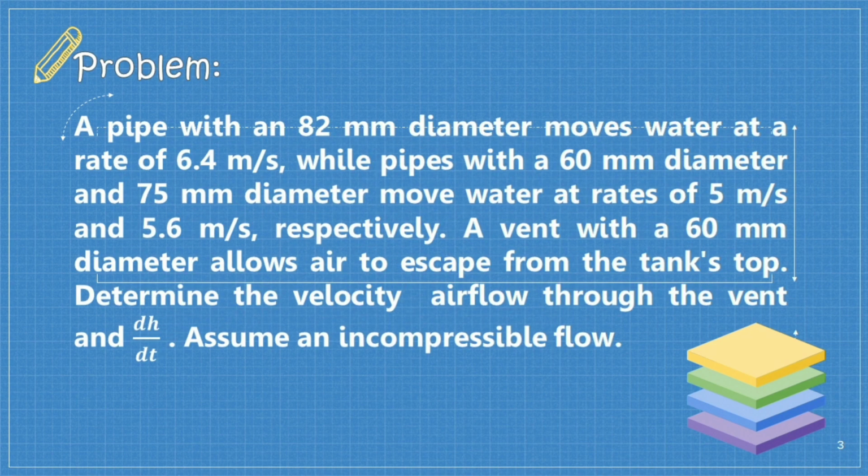For our problem, we have a pipe with an 82 mm diameter that moves water at a rate of 6.4 meters per second, while pipes with 60 mm and 75 mm diameters move water at 5 meters per second and 5.6 meters per second, respectively. A vent with a 60 mm diameter allows air to escape from the tank top, and let's determine the velocity of airflow through the vent and the dH over dt, assuming an incompressible flow.